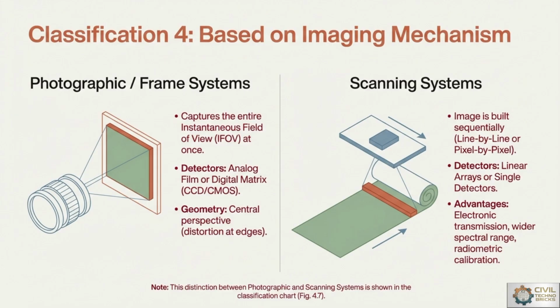Where the scanning system, which is based on some image, is built sequentially, that is by line or by the pixel format. Here the whole passage of swath on the earth surface will be covered by the line texture with the linear arrays and single detectors. Means we have the data on the basis of electronic transmission, wider spectral range of radiometric calibration, so that the whole data will be classified on the basis of imaging mechanism.